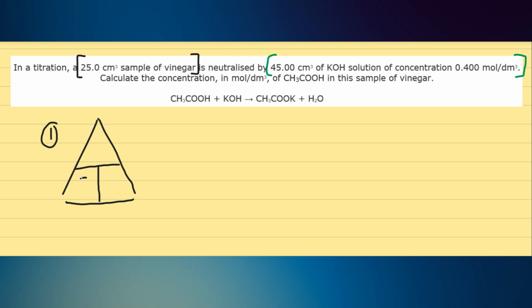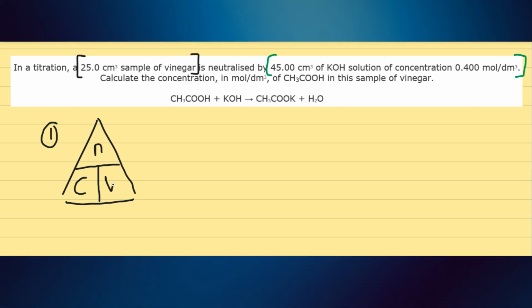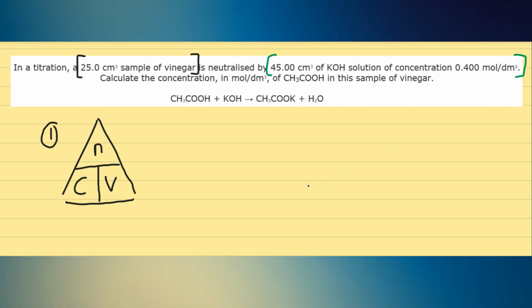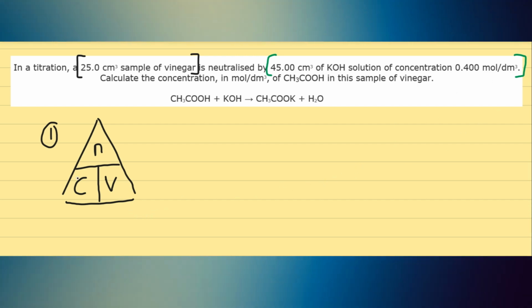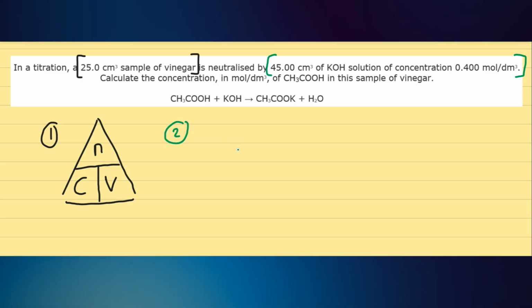Okay, so I'm drawing a roughly drawn triangle here. Concentration, number of moles, and volume. How do I know I'm using this triangle? Because I have a volume, centimeters cubed, I have a concentration, moles per decimeters cubed, I must be dealing with this triangle. The second step will be to work out and start using the numbers.